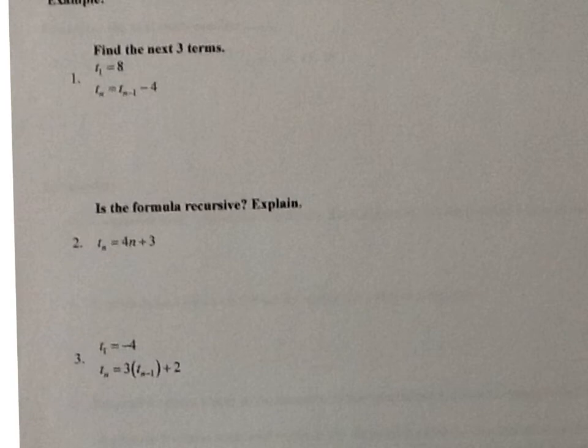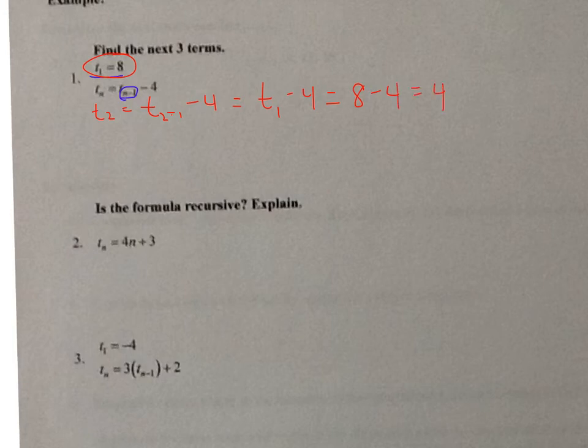Okay, so the first one says find the next three terms. So notice that I have this subscript. Look at what the subscript is. It's n minus 1. That means it is recursive. So I have the first term. It's t sub 1 is equal to 8. So my next term is going to be t sub 2. So now my n is equal to 2. So it's t sub 2 minus 1 minus 4, which is going to be t sub 1, because 2 minus 1 is 1, minus 4. What is t sub 1? T sub 1 is equal to 8. So it's 8 minus 4, which is equal to 4.